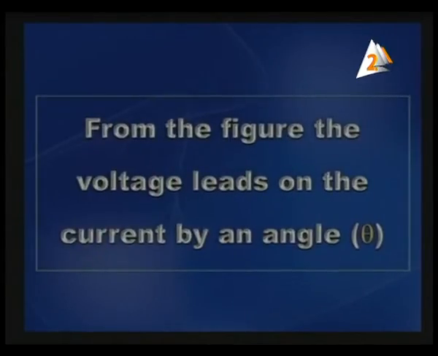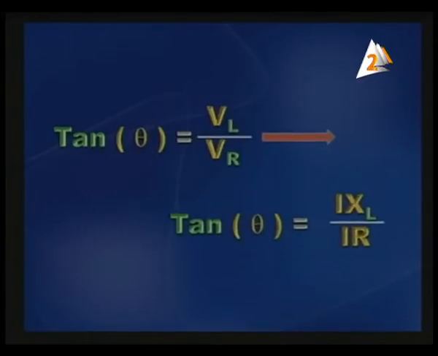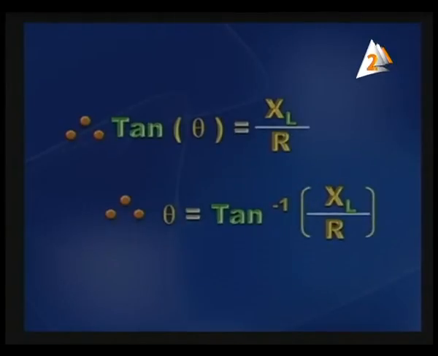From the figure, the voltage leads the current by an angle theta, the previous figure. If we want to determine the value of the angle, tan theta equals VL over VR. So tan theta equals I XL over I R. The current will be crossed out. So tan theta equals XL over R. And this way, theta equals tan to the power negative 1 of XL over R.